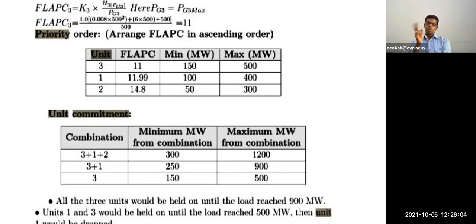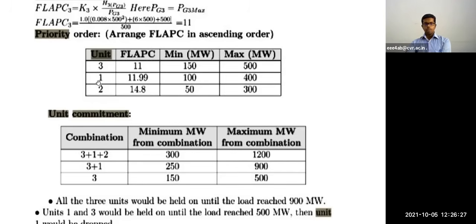Or if you go for a hydro-thermal combination, then they may turn on one 500 megawatt unit, then another 300 megawatt, that is 100 and 200 megawatt from the hydro power station. So whatever combination we can do, it should satisfy that demand. So that is very, very important.